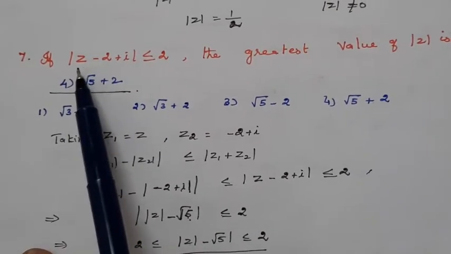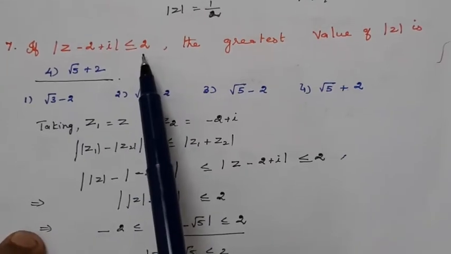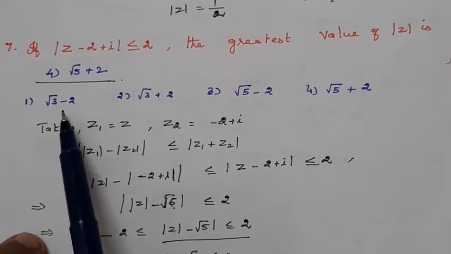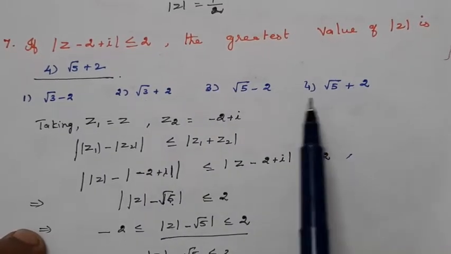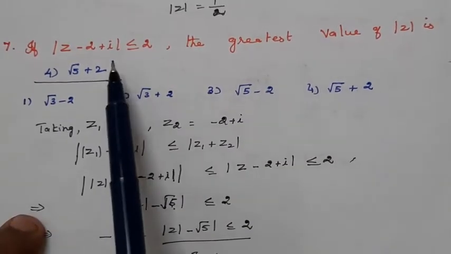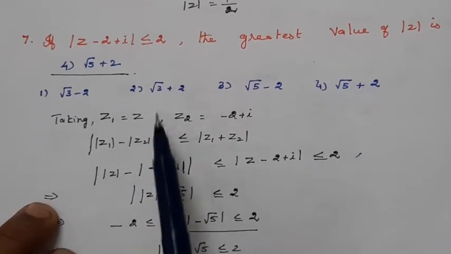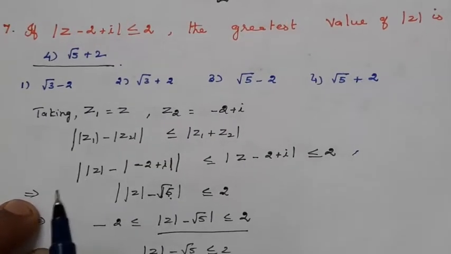If modulus of z minus 2 plus i is less than or equal to 2, the greatest value of modulus of z is dash. Options are root 3 minus 2, root 3 plus 2, root 5 minus 2, root 5 plus 2. So we did a similar problem in the example as well as in the exercise. Likewise, we can do this problem to get the greatest value.